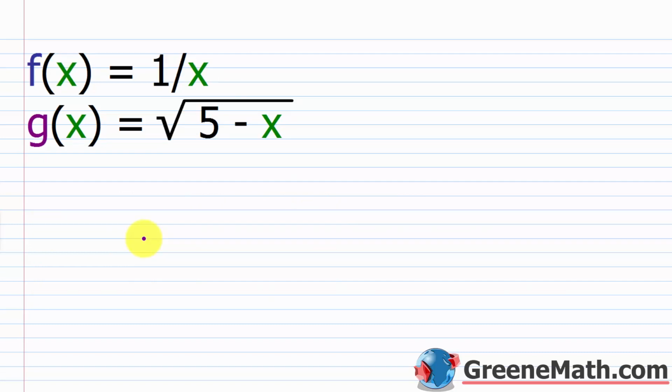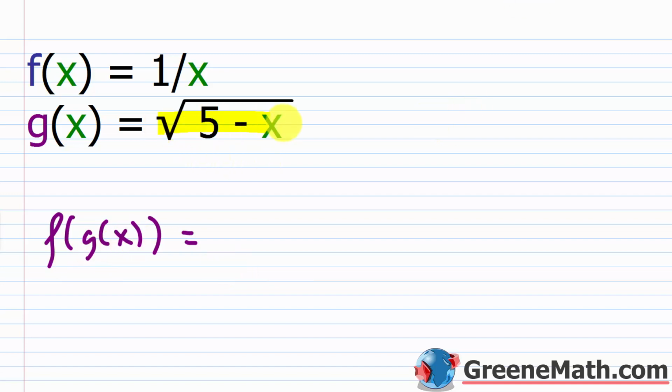All right, let's look at an example that's a little bit more complicated now. We have f of x equals 1 over x, and we have g of x equals the square root of 5 minus x. Let's do f of g of x, and then determine the domain, and then we'll flip it around and look at g of f of x, and we'll look at the domain of that as well.